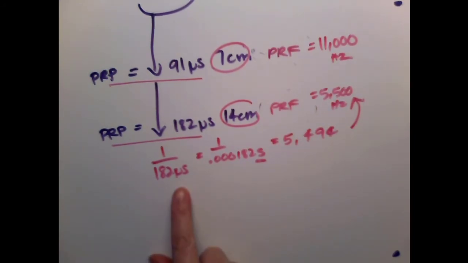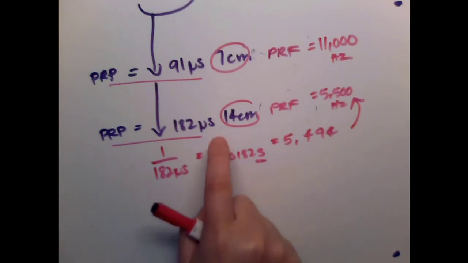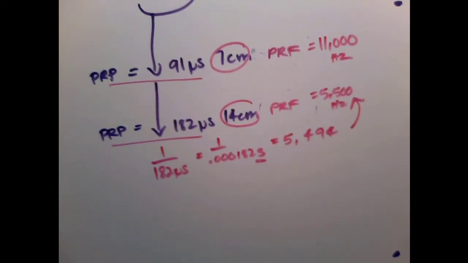So remember, if you're going to use a reciprocal form and all you have is a PRP in microseconds, you have to convert that into seconds. You have to use your metric conversion to get to seconds. Divide the 1 by it and you get your 5,494.